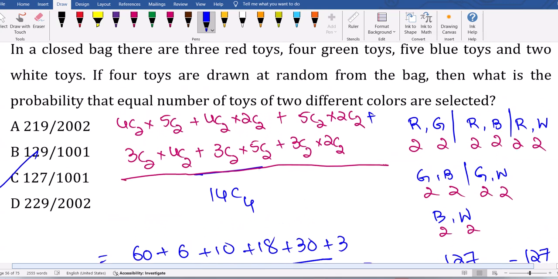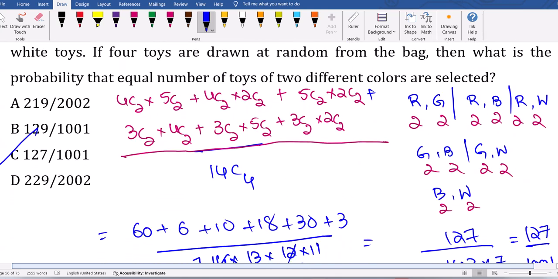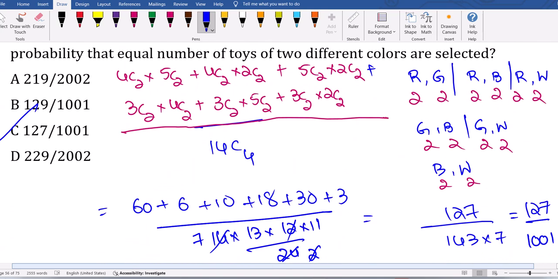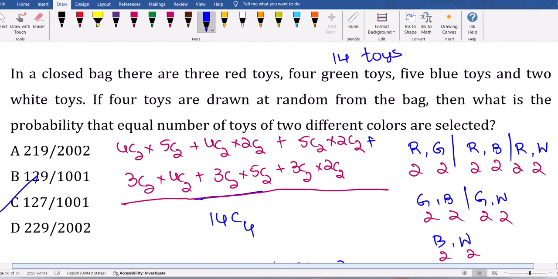Excellent question, actually it is. Equal toys of 2 different colors. We have to try all different possibilities. Don't say red and green, then don't say green and red, guys. So why can't you take green and red? Red and green or green and red, same? It will double the thing. So numerical computation related question this is.